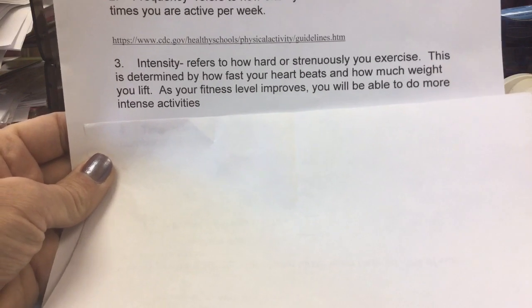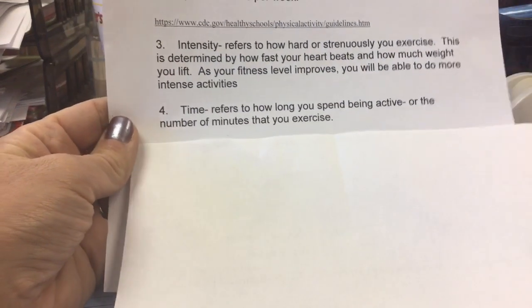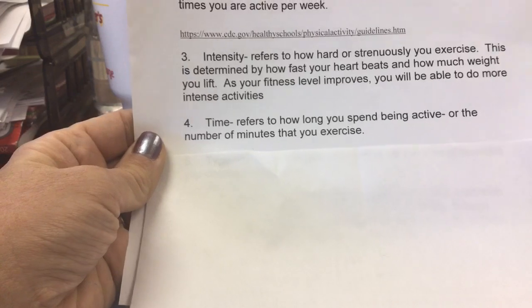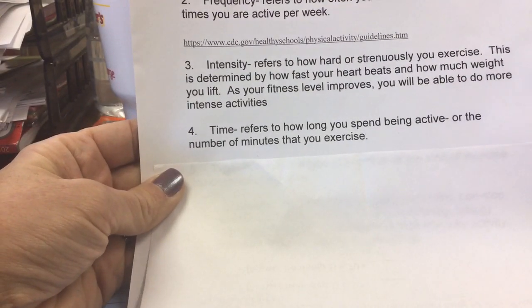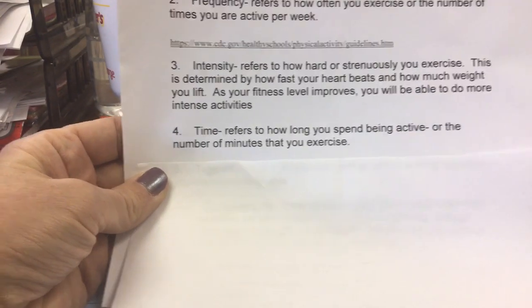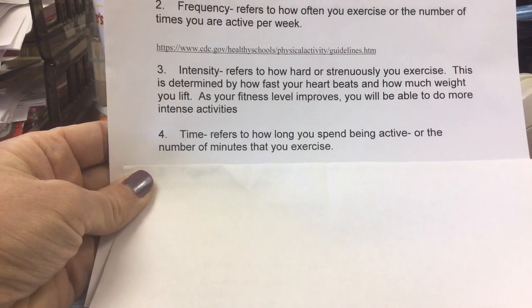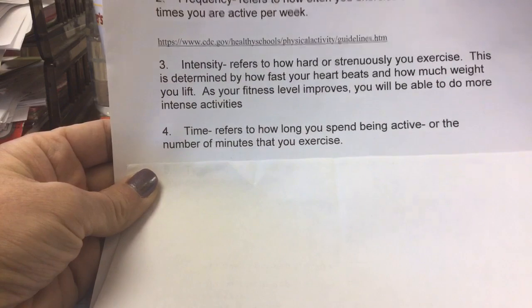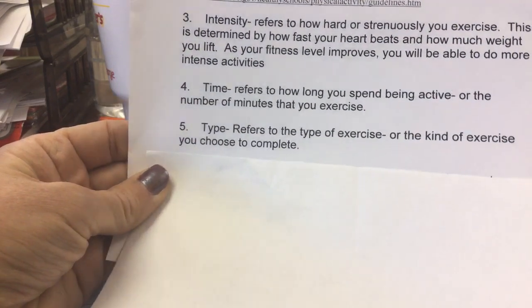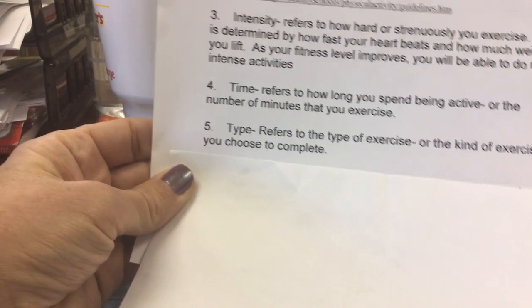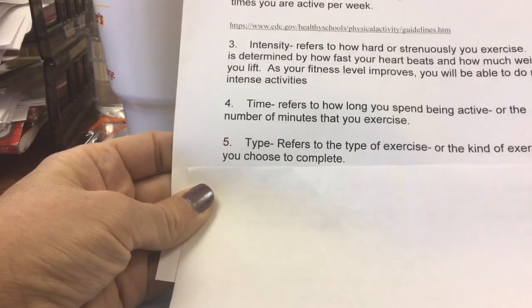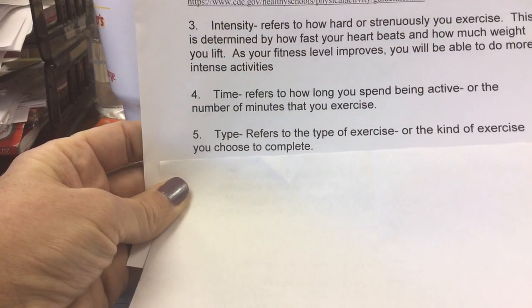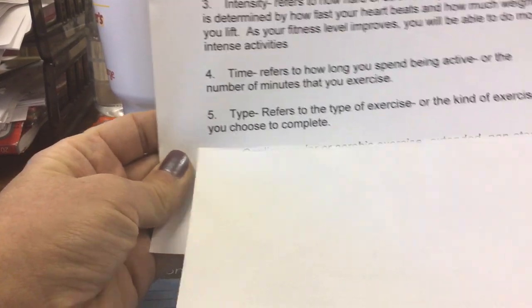All right, time refers to how long you spend being active or the number of minutes that you exercise. So this recommended 60 minutes, right? 60 minutes of exercise, okay? And then the type refers to the type of exercise or the kind of exercise that you choose to complete. So this goes back to our components of fitness that we talked about yesterday.